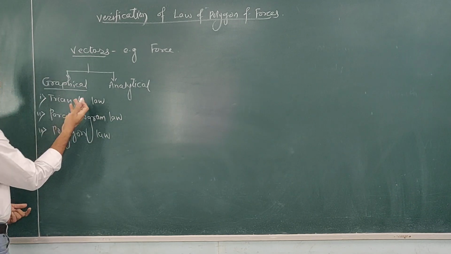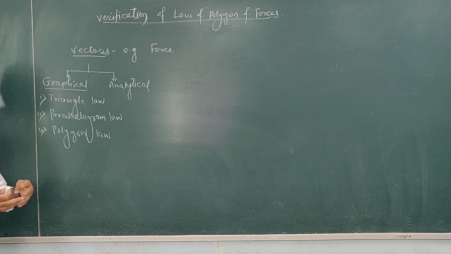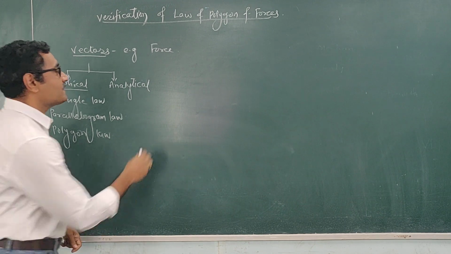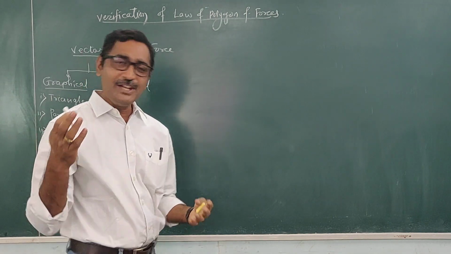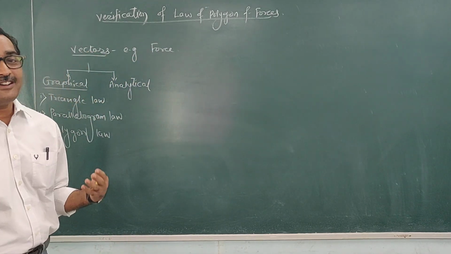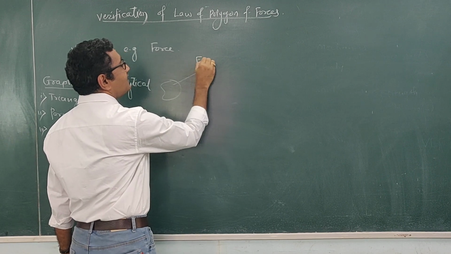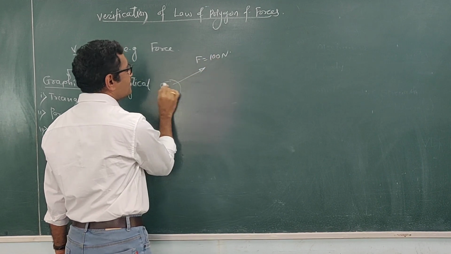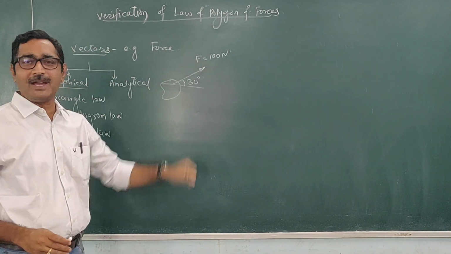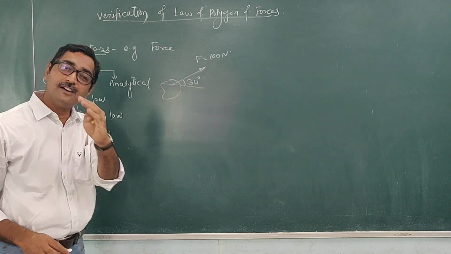Now in graphical methods, to add the vectors, the first important thing is to express the force graphically. How can we express the force graphically, or any vector? It may be the acceleration vector, it may be the velocity vector. So for example, suppose this is one force whose magnitude is 100 Newton, which is inclined at an angle of 30 degrees with horizontal. This is the direction, this is the magnitude. Now how to represent this force graphically?